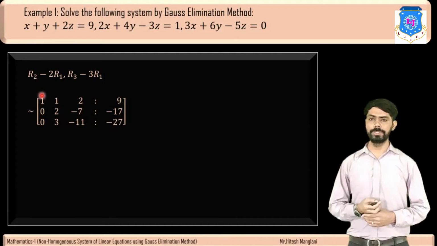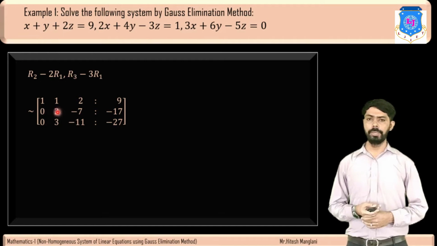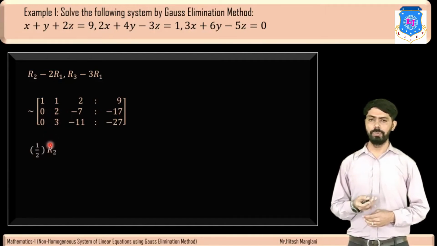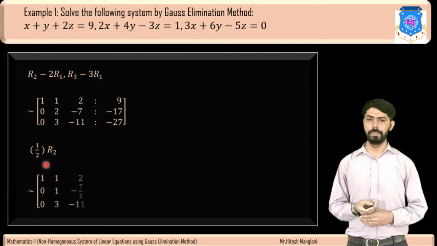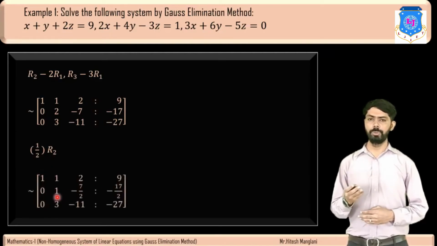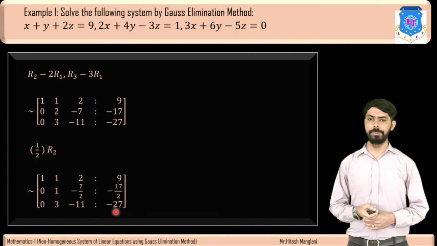Now here if you look at the second row, then the leading entry is 2. But according to the definition of row echelon form, we will have to convert this 2 into 1, because the leading entry should be 1. So for that we will divide the second row by 2. We will use the row operation R2 divided by 2. If we apply this row operation, then the next matrix will be [1 1 2 9], [0 1 minus 7 by 2 minus 17 by 2], then [0 3 minus 11 minus 27].